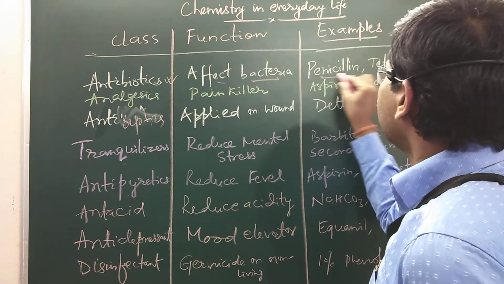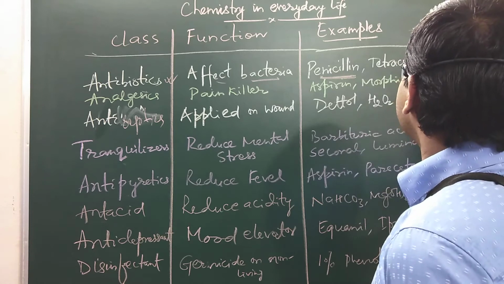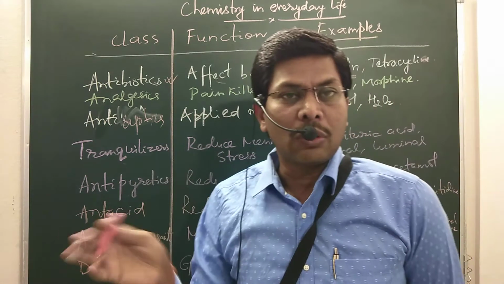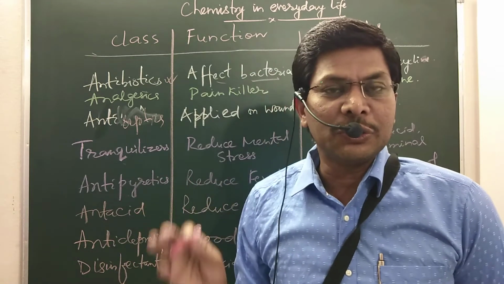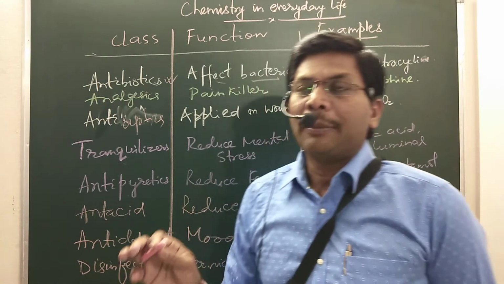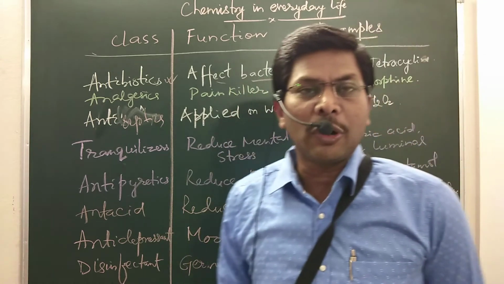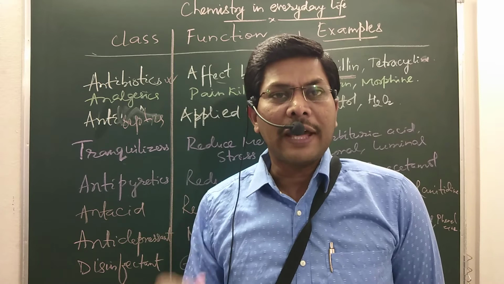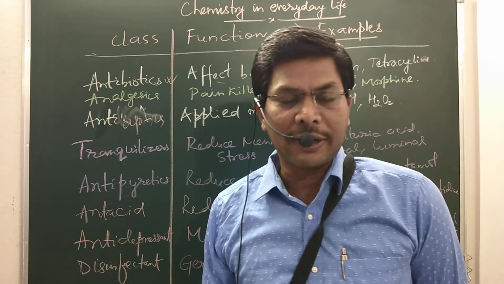The first antibiotic is penicillin. Then there is tetracycline. There are lots of antibiotics like chloramphenicol, vancomycin, neomycin, bacitracin. But the spectrum of antibiotics can be of three types: broad spectrum antibiotics, narrow spectrum antibiotics and limited spectrum antibiotics.